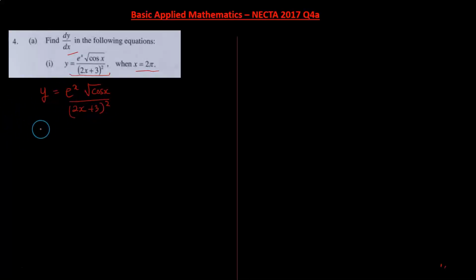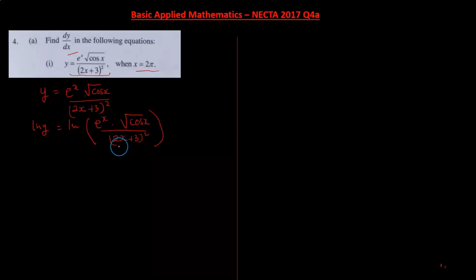Now, how do we get dy/dx? Well, the first thing you need to do is try and separate all these items over here. And how can you do that? Well, you can apply logs. So we can take natural logs. So ln y equals ln of all these: e^x, and then we have square root of cos x divided by (2x + 3)².